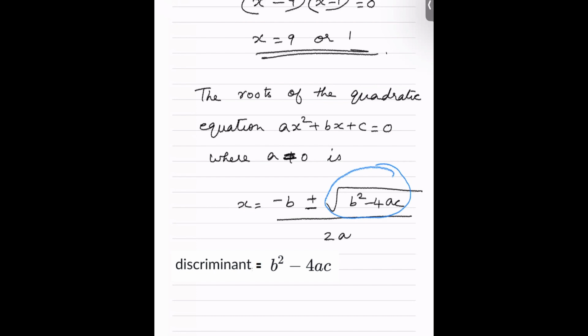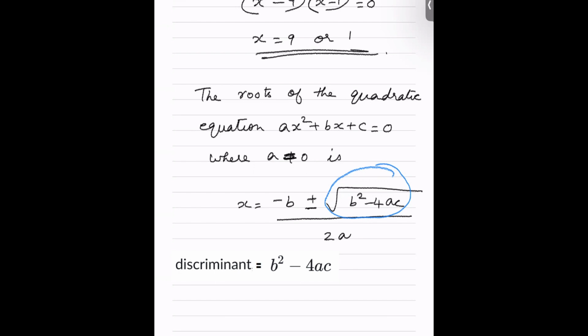Minus b plus or minus root of b square minus 4ac by 2a is the formula to calculate the roots of a quadratic equation. Now, an equation becomes a quadratic equation only if the coefficient of a is not 0. That we have discussed in the last class. So that is the reason why the condition a not equal to 0 is written.